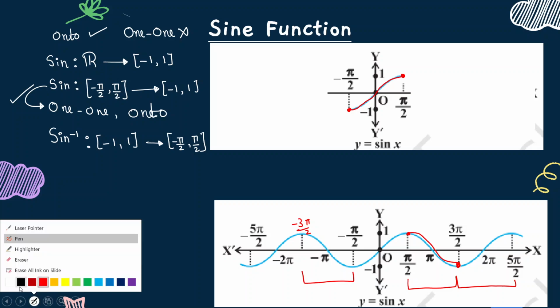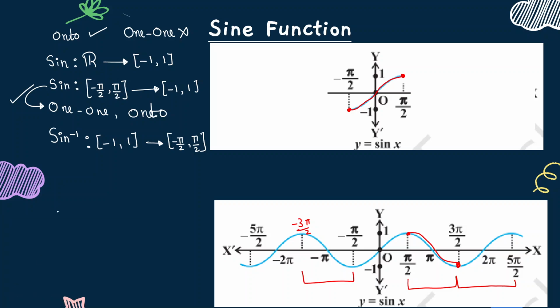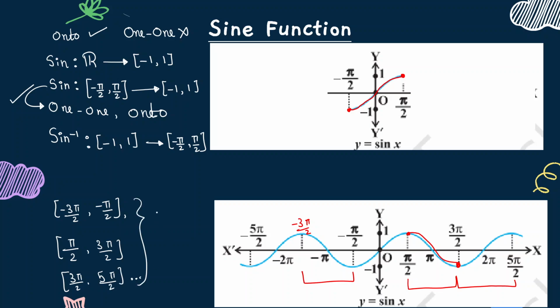So what we learn over here is there are different possibilities. A few possibilities I write over here: minus 3 pi by 2 to minus pi by 2. The other possibility that will work is pi by 2 to 3 pi by 2. Also, 3 pi by 2 to 5 pi by 2 can work. These different possibilities are known as branches. All the possible domains that can make the sine function invertible are known as branches of the function.